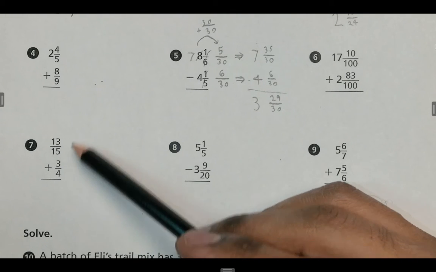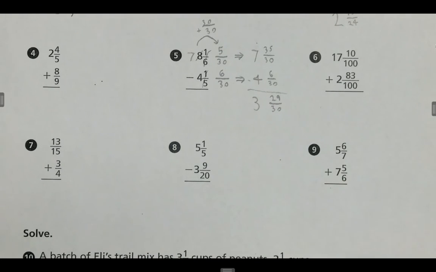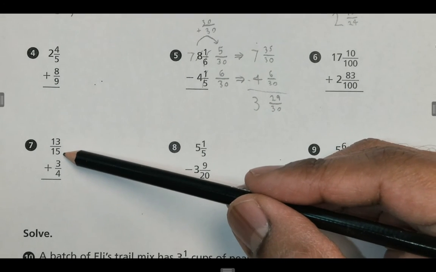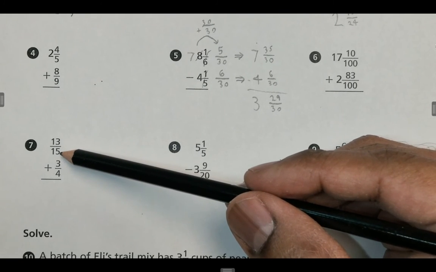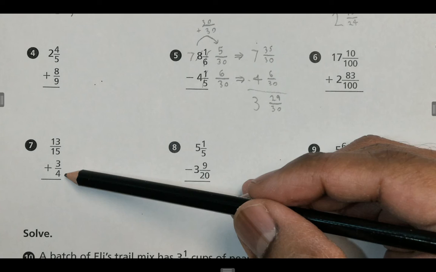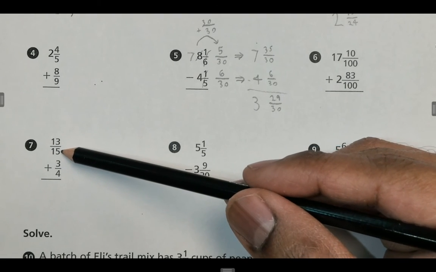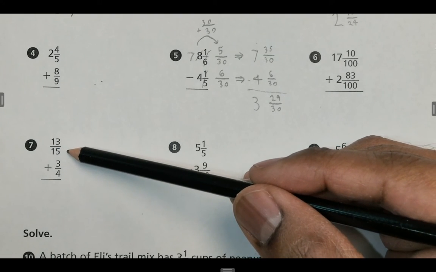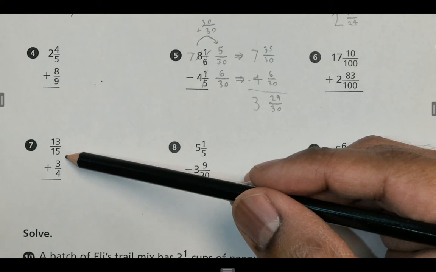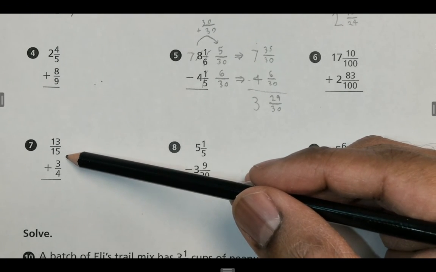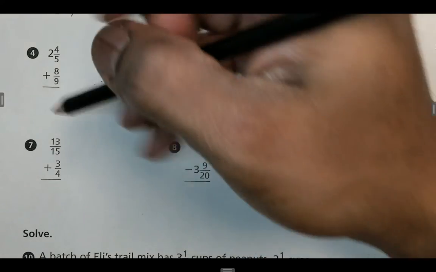Moving on to number 7. 13 over 15 plus 3 over 4. Okay. Well, we need a common denominator. 15 won't work for 4, so 15's out. Go through multiples of 15 until we find one that will work for 4. 15, 30, 45, 60. 60 works.